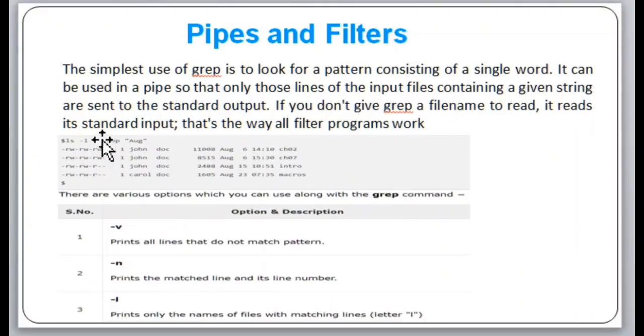Okay? So in this example here, we have ls -l, space, pipe, space, grep, space, and then quotation marks Aug for August. So it's going to take the output from ls -l, send it into this command grep, and search for all things that have the word Aug in it, and send you back what it finds. Okay. There are a couple different options you can use with grep, such as -v, which prints all lines that do not match the pattern, -n, which prints the matched line and its line number, as well as -l, which prints only the names of files with the matching lines.